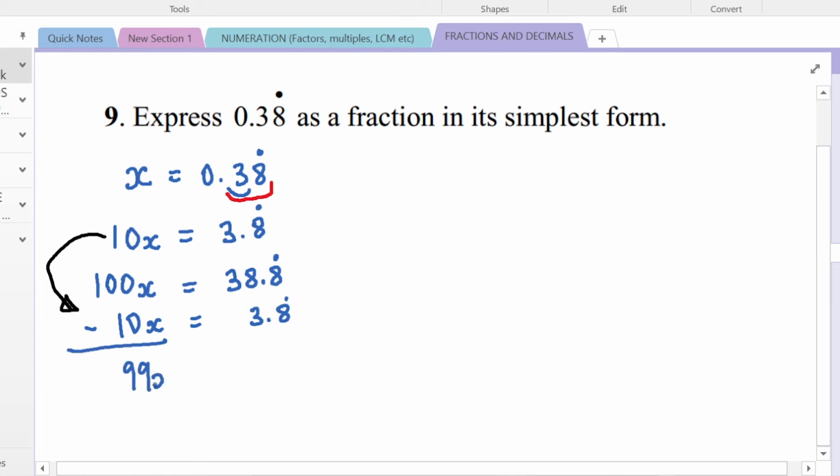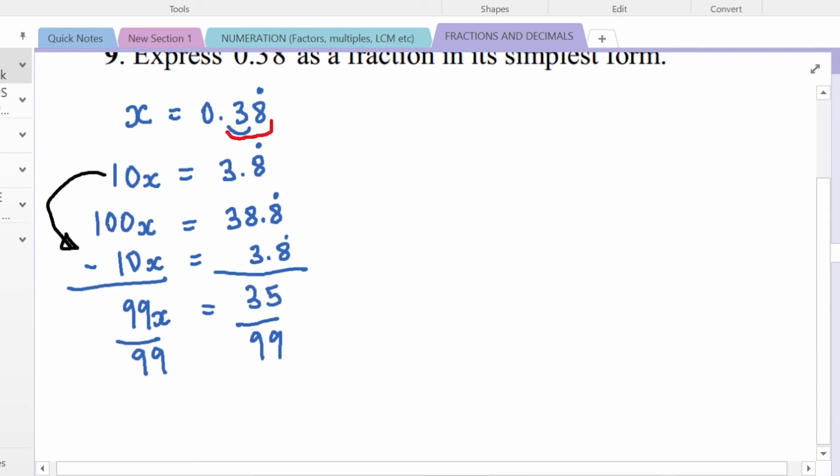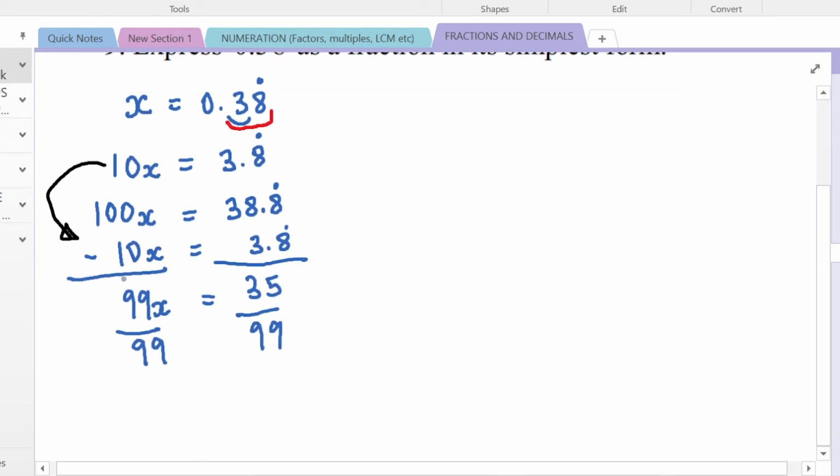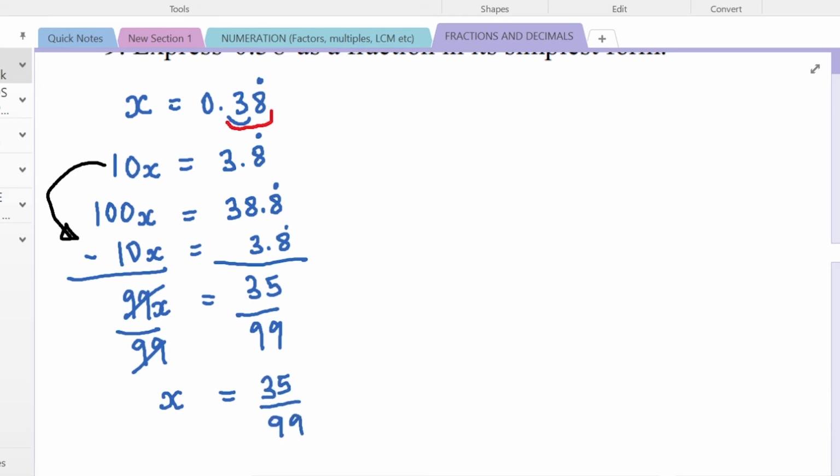Subtract these two, get 99x, and subtracting these two, we get 35. Divide both sides by 99. You shall remain with your value of x as 35/99. I think I made a mistake here with 90. Actually, 100 minus 10 is 90x, not 99. So this is supposed to be 90x. So this is 35/90, and the answer we have here is 35/90.